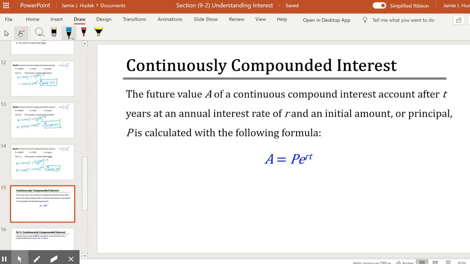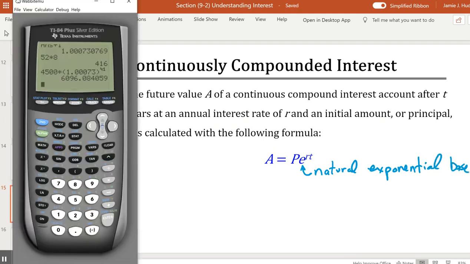The other type of compound interest we have is what's called continuous compounding. That means imagine that your interest was earning interest during every second of every day of every week. The formula for this is A equals P times e to the RT power. E is known as the natural exponential base. So on our calculator, we have E. I'm going to say e to the first power, and the decimal version of E is 2.71828.